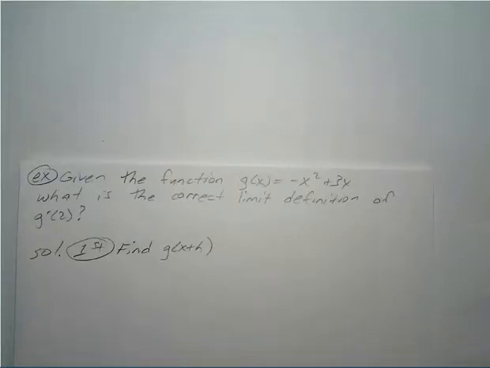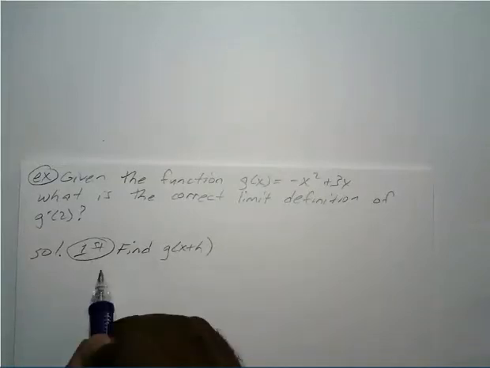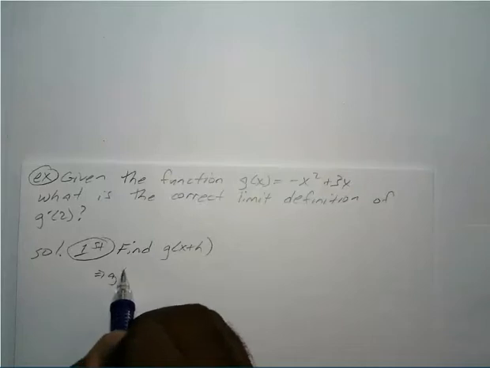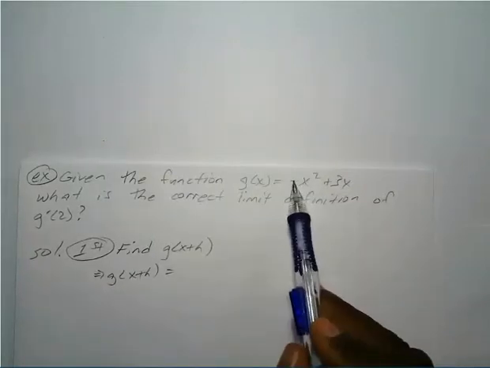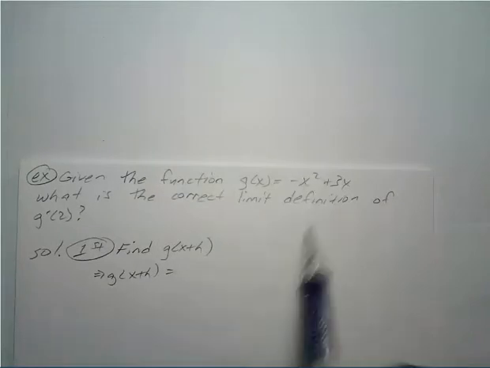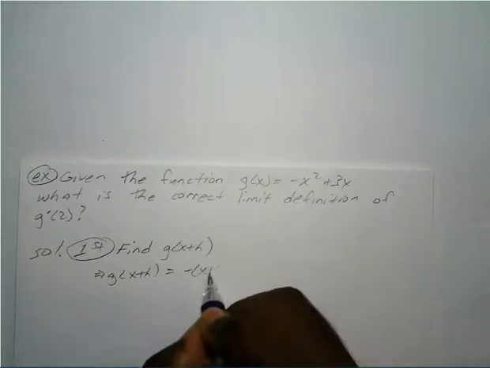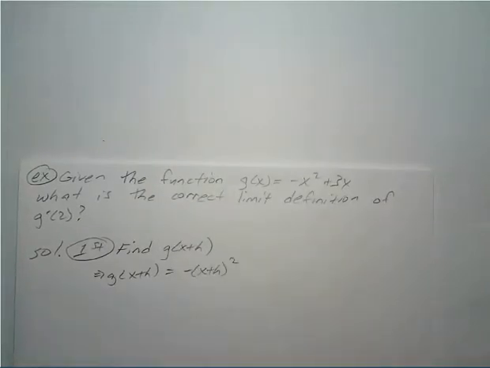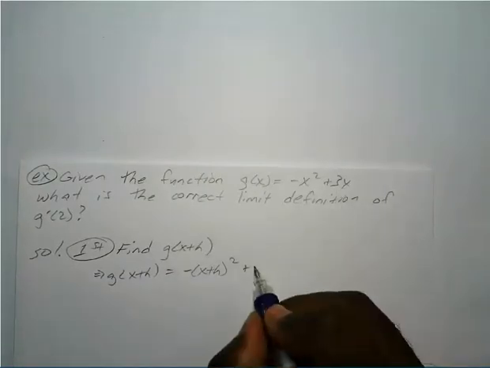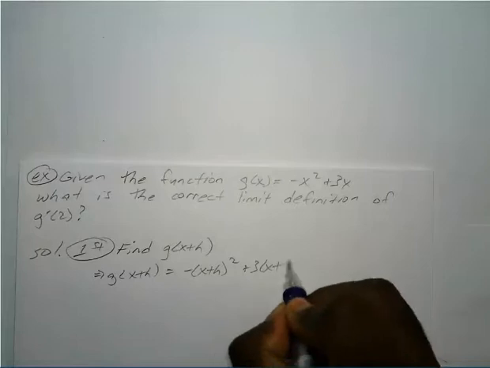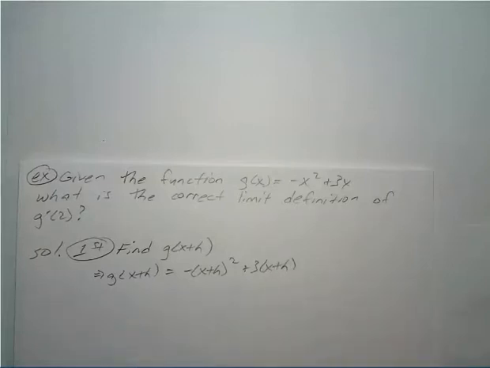Okay, same way we did before. We can see here that g of x plus h is going to equal negative x plus h squared plus 3, well, 3 times x plus h. There we go. Okay, so we have our g of x plus h.